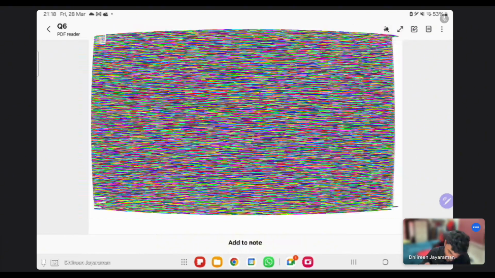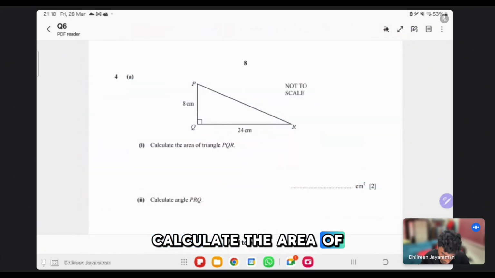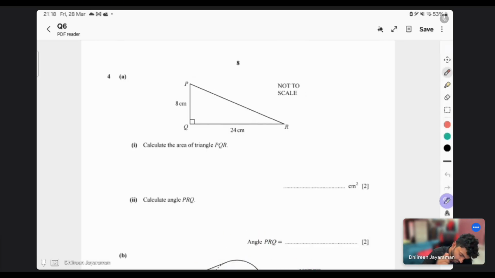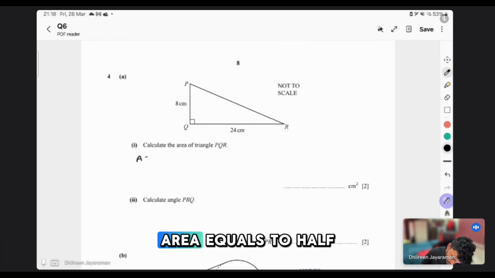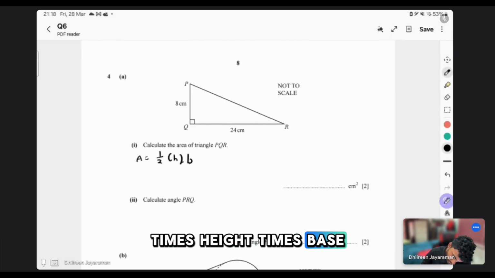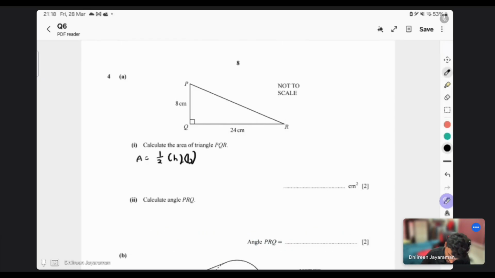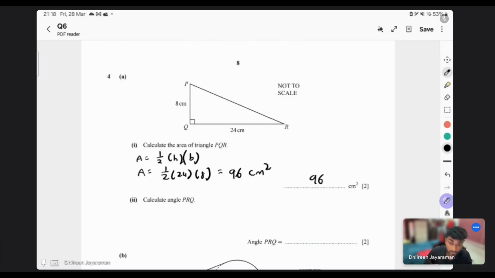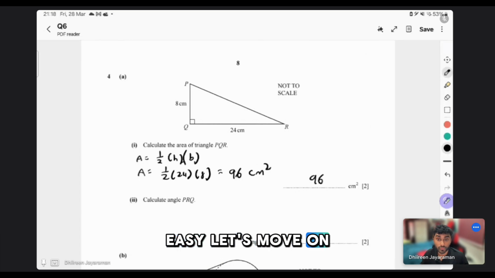Question number 4. Calculate the area of PQR. Area equals half times height times base. So the answer is 96 cm squared. Easy. Let's move on to the next part.